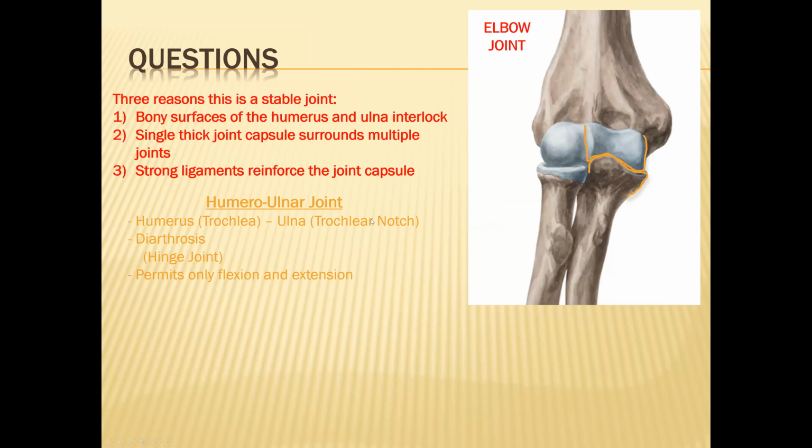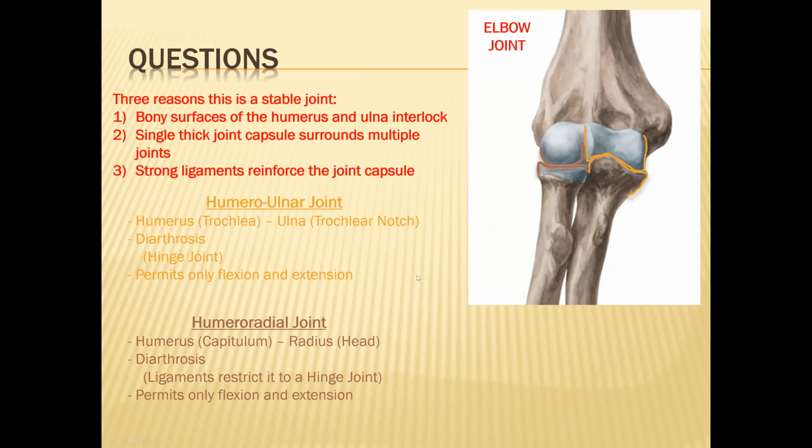So the first joint that we can see here is the humero-ulnar joint, and that is shown in the orange-yellow color. This is between the trochlea of the humerus, which is the part of the condyle that looks like a spool, and the trochlear notch of the ulna, which is that C-shaped part, and you can't see the C-shape because it's wrapped around the trochlea in this picture. This is a diarthrosis or a synovial joint, and specifically it is a hinge joint. And this type of joint only allows movement in one plane or one axis, so it only allows flexion and extension.